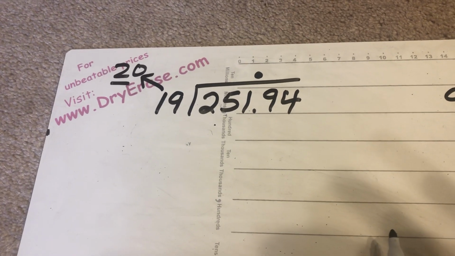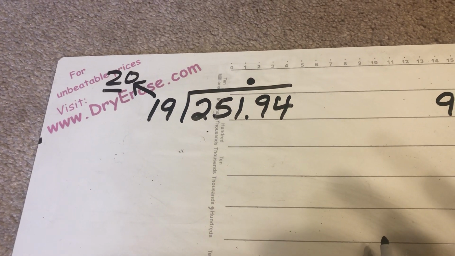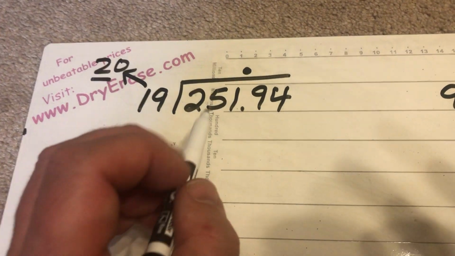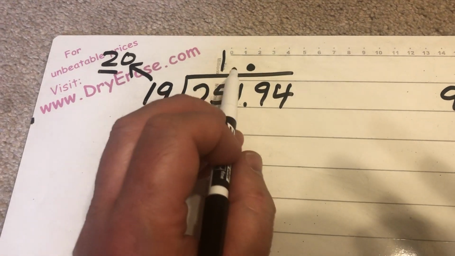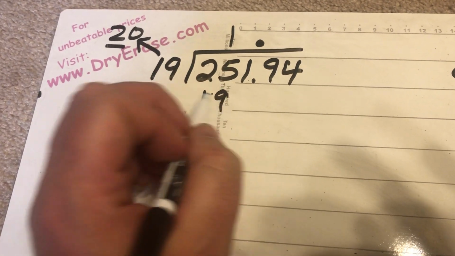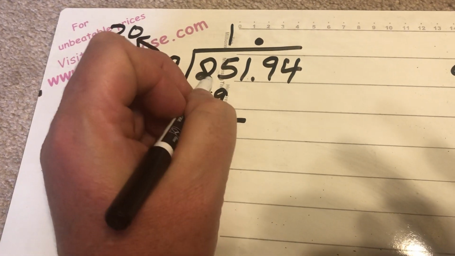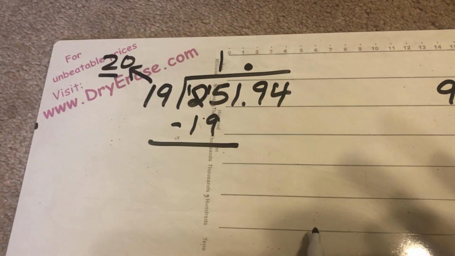Well, 2 can go into 2 once. I know that 19 times 1 is 19, which is pretty close to 25. So I'm going to proceed with confidence here. 1 times 19 is 19. I'm going to borrow from the 2, make it a 1, make the 5 a 15.